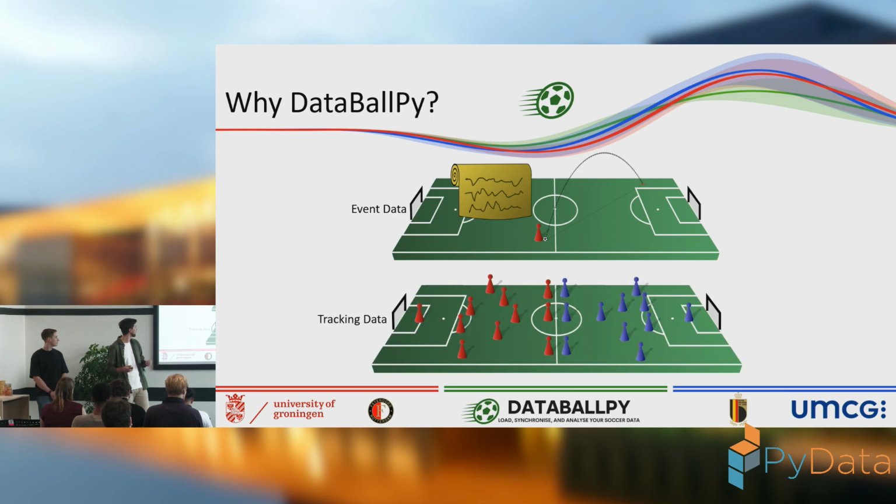Secondly, we have the tracking data. And the tracking data captures where. So it captures the positions of all the players about 25 times per second. And this gives us the possibility to look at movement patterns over time and analyze shapes of teams, as we saw in previous talks as well.